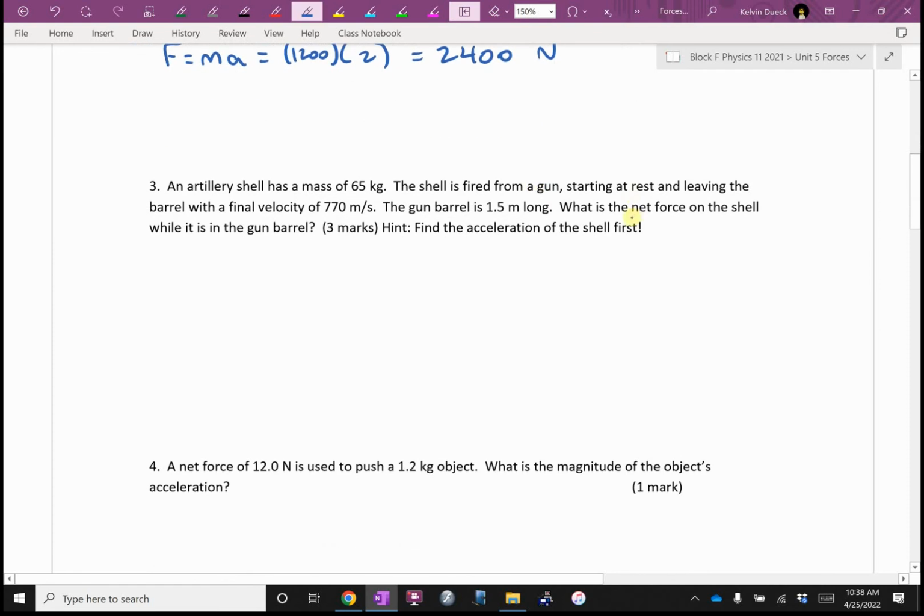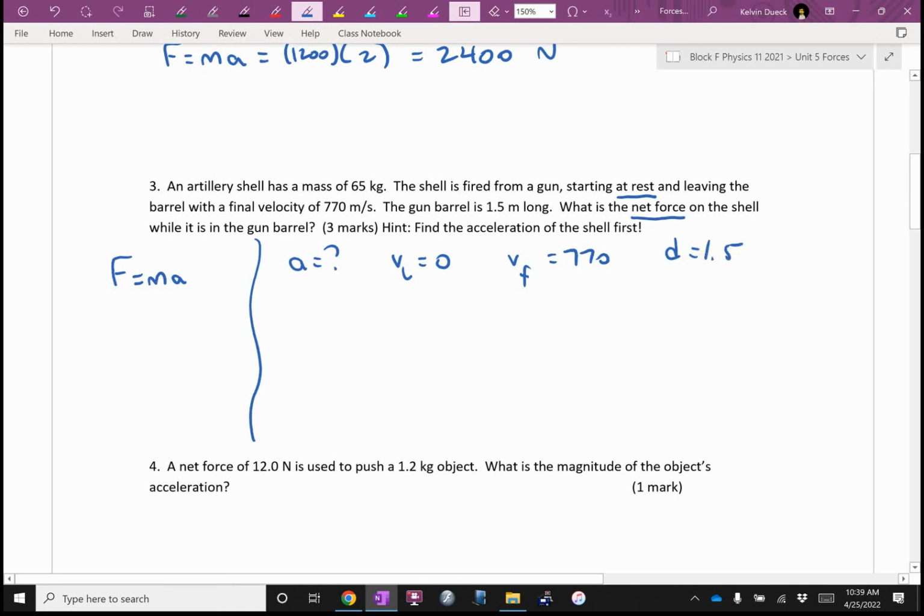Number 3 also wants the net force, so I started out writing down F equals ma, and then I paused. I said, well, they gave me the mass, but they didn't give me the acceleration. So even though this wants me to find the net force, I'm going to spend most of my time finding the acceleration. I drew a little line like this, and I said, okay, A equals question mark. I saw starting at rest. I saw a VF of 770 meters per second, which is pretty fast. Oh, and I saw a distance traveled of 1.5. I said, I can find an acceleration if you give me that data.